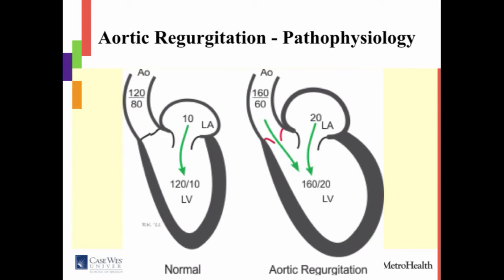And because of the increase in stroke volume, the aortic pressure goes up. So your left ventricular pressure is going to have to be higher. So it's both a volume and pressure lesion. As I said, it's more complex.